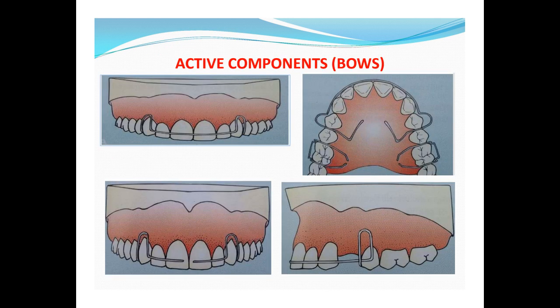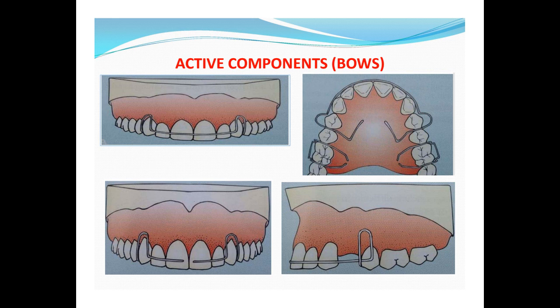Active components, bows. As you can see in this picture, it is a thin segment of wire running across the teeth. Mostly it is given from canine to canine. As you can see here, it is touching the teeth, so it can be used to push the teeth behind or prevent the teeth from coming more forward. Active means it is causing some tooth movement.